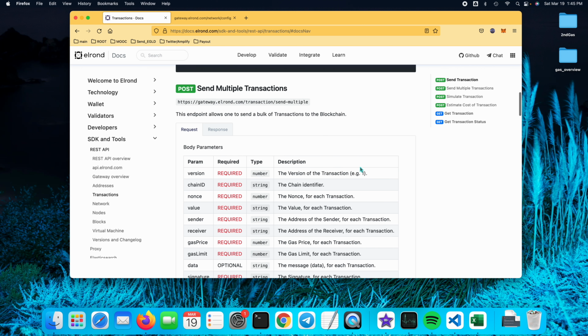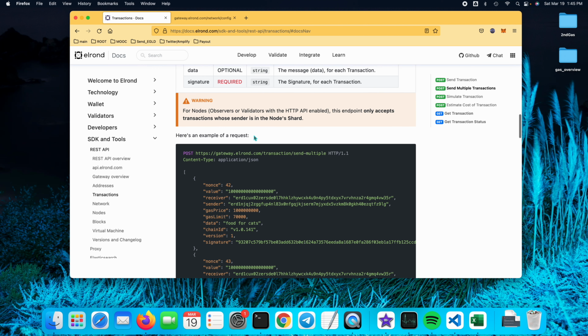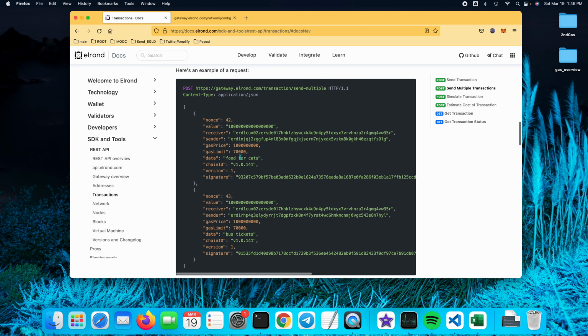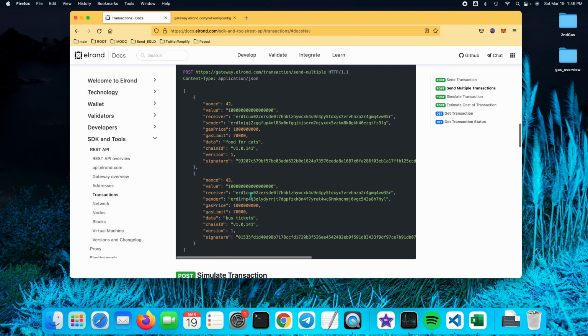And here through this method, they give us an example of sending multiple transactions, and they're just linked together in the JSON file here. And as we can see, there still is a requirement of that same price per transaction. So no matter how many you link together, each transaction is going to have that gas price, even if you link them all together.